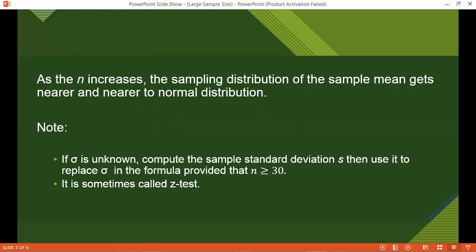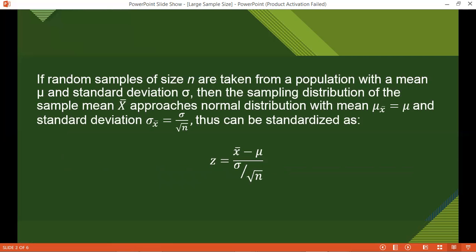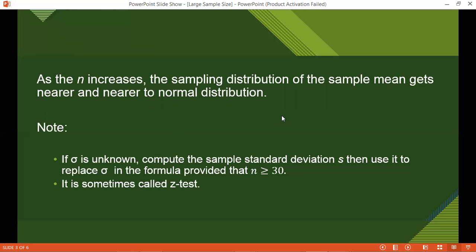Note, if your standard deviation is unknown, compute the sample standard deviation S, then use it to replace the notation sigma in the formula, provided that n is greater than or equal to 30. It is sometimes called z-test. Remember that this formula can only be used if your sample size n is equal or greater than 30. Otherwise, you will use a different formula.